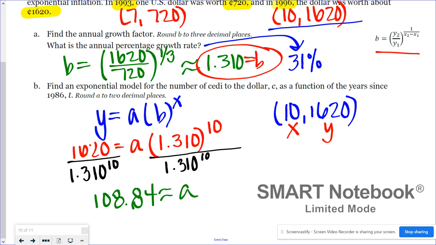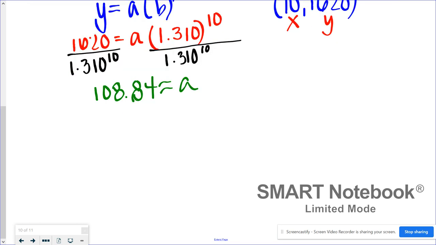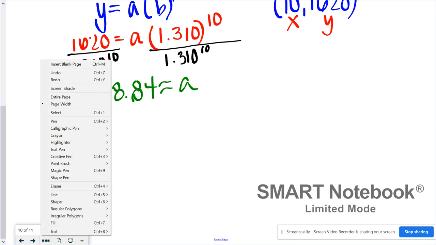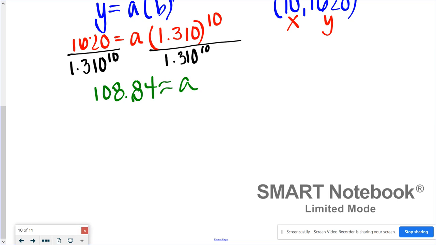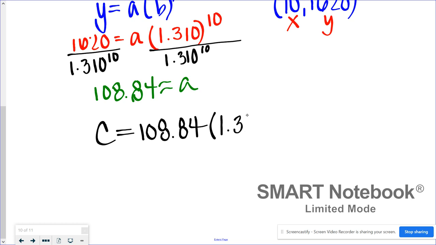And so all that's left for me to do is to write my function. When I write my function, I do want to go back and make x and y variables once again, or in this case, we're using t and c. So we're looking at c is equal to our A value of 108.84, and then my B value was 1.310. And then of course, I'm raising that to the t power.